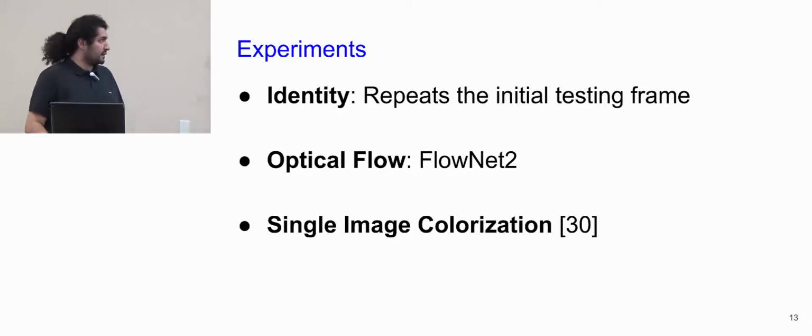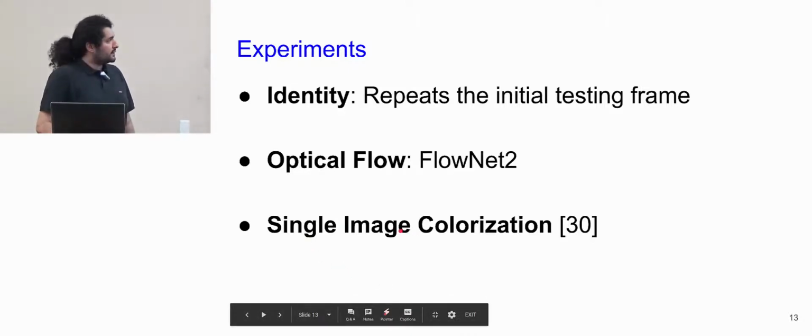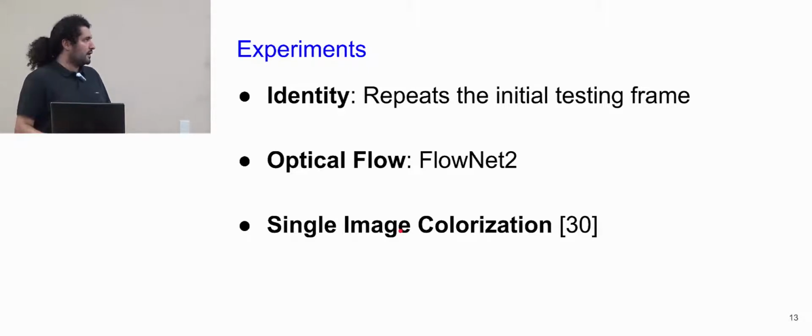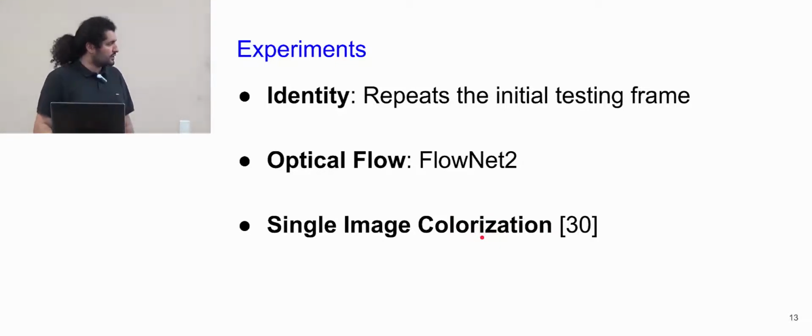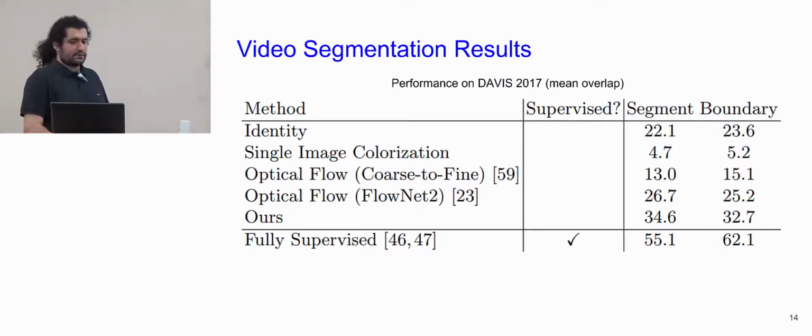They also use single image colorization. This method is from Berkeley. It simply takes one frame at a time and tries to colorize a grayscale input image. In this paper, they take features from this network and use them as embeddings. This is also another approach, these supervised models. They use supervised models to track and compare their results. This is the video segmentation result.